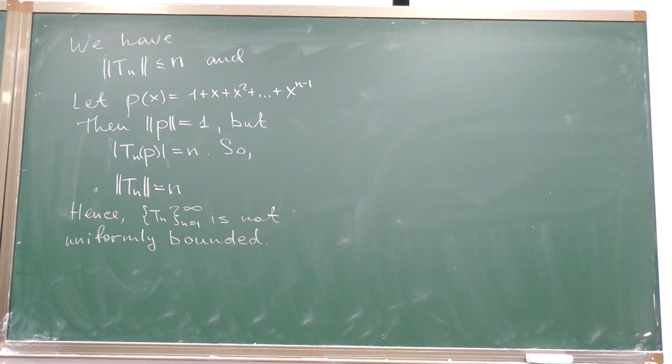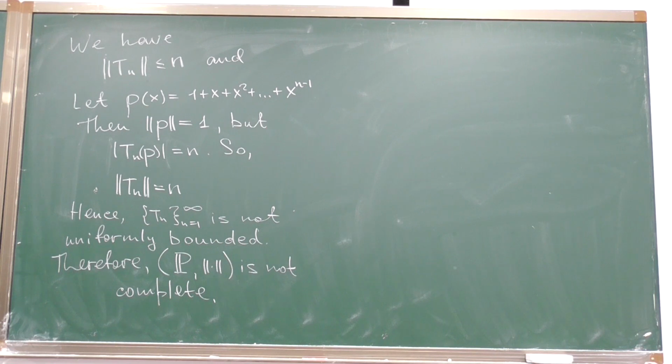So this sequence is not uniformly bounded, and from the uniform boundedness principle, it follows that the space we consider is not complete. So this uniform boundedness principle, let me say it again, is a powerful tool for checking whether the space is complete or not.